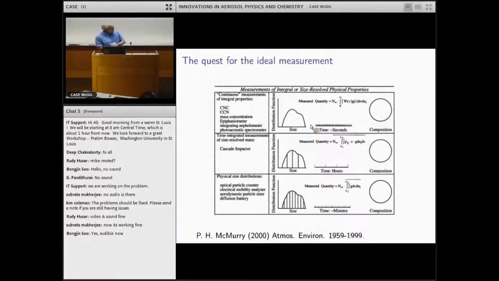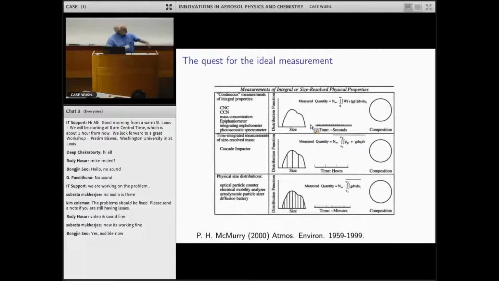The question of what is the ideal measurement is one that has been raised by a number of researchers over the years. Kjell Friedlander wrote a very nice paper on this in 1970. Peter McMurray updated it considerably in 2000, trying to look at what it is that we want to measure, what do we measure now, and where do we need to go. And I'd like to use that as a perspective to think about what we're doing here.